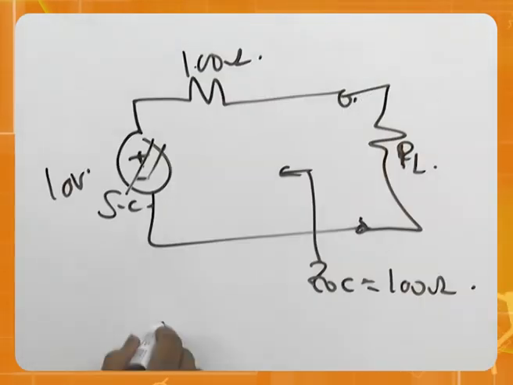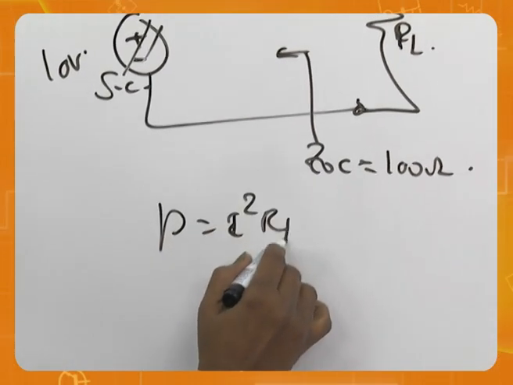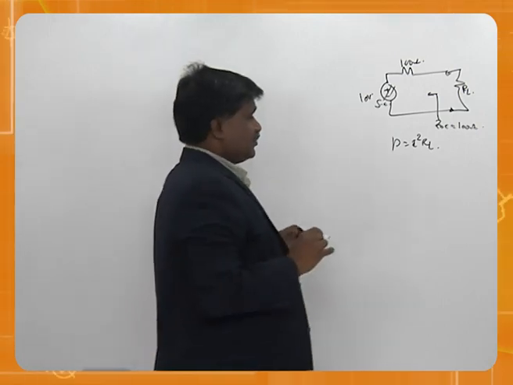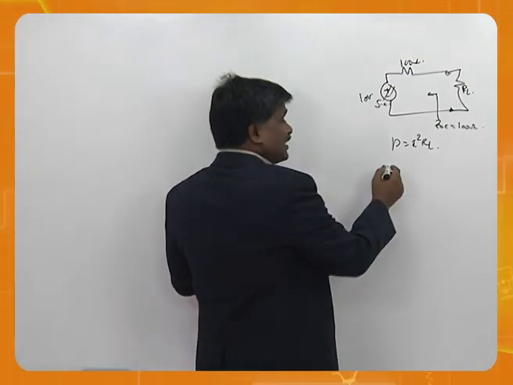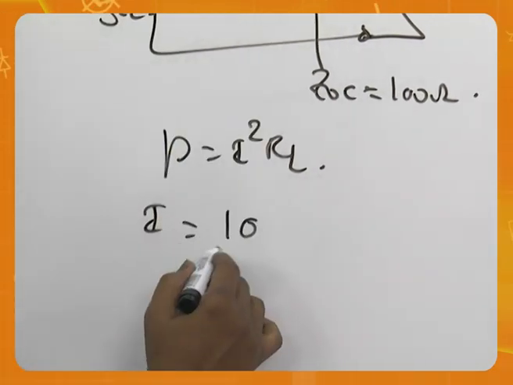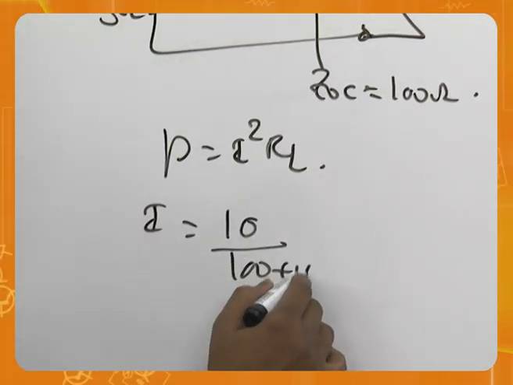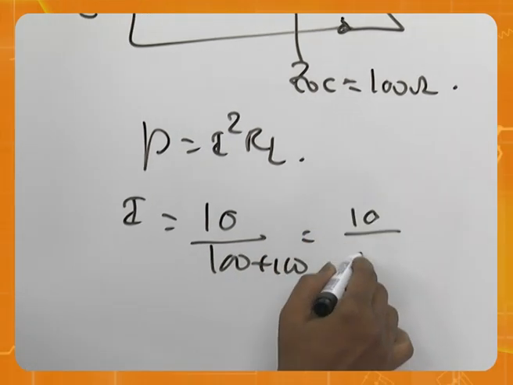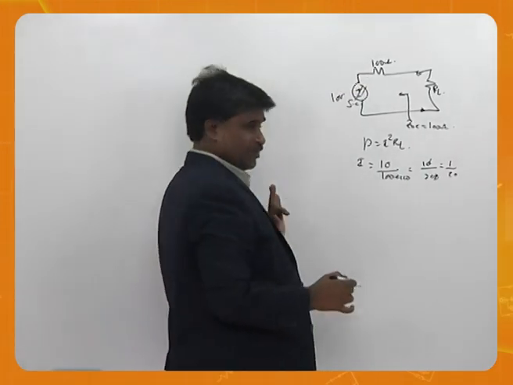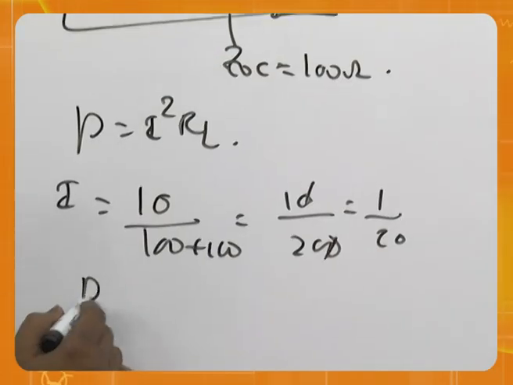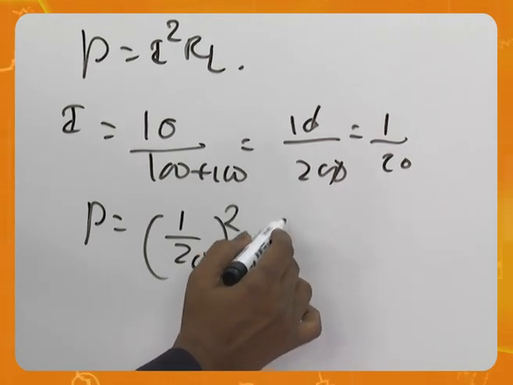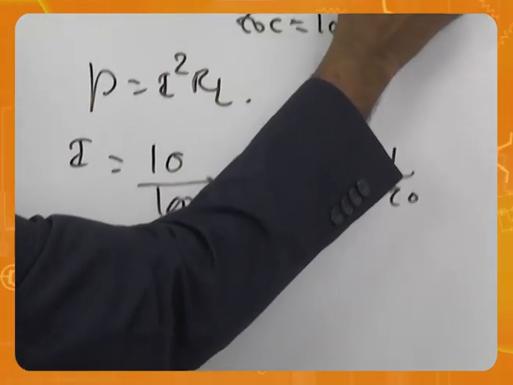So, power is equal to I square RL. That is it. Power delivered to the load. So, what is I? I is equal to 10 by 100 plus 100, that is 10 by 200, that is 1 by 20. Good. Now, what is power? Power is 1 by 20 whole square into 100 ohms.